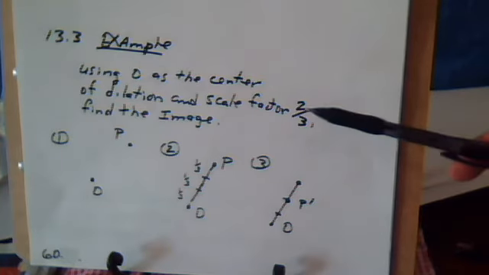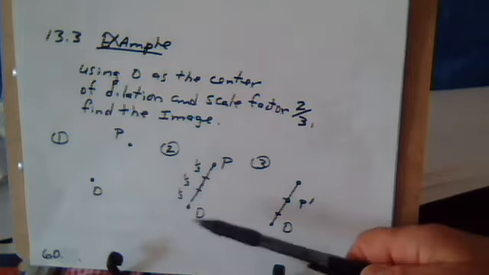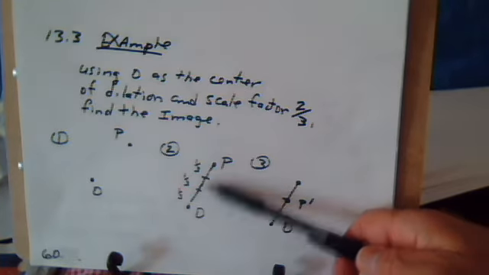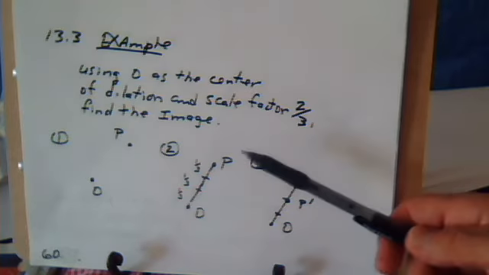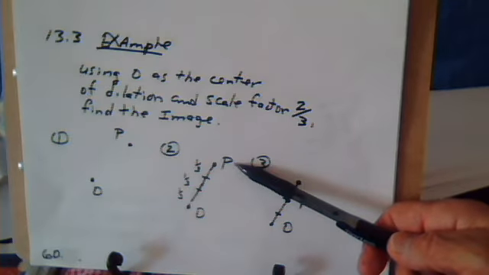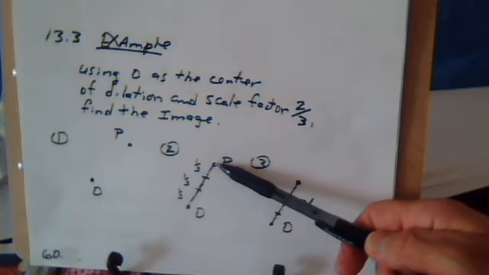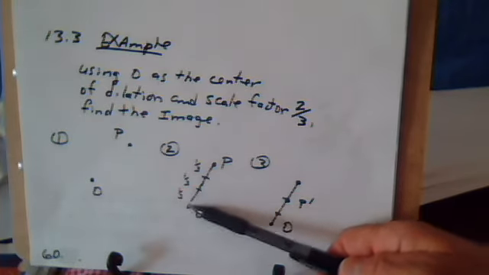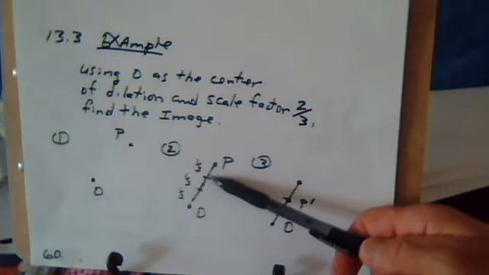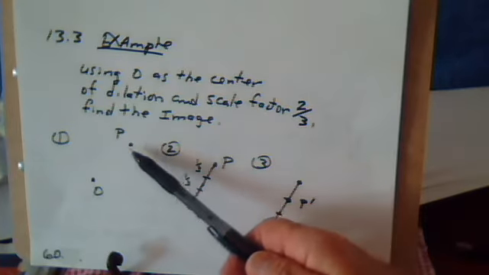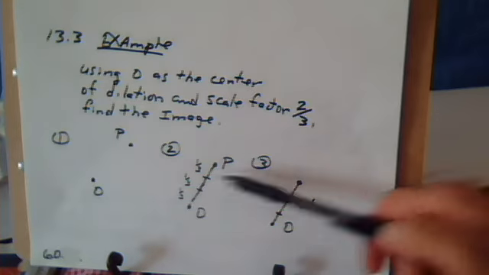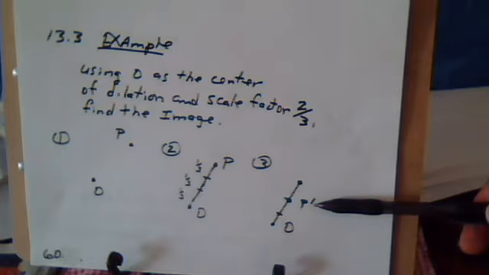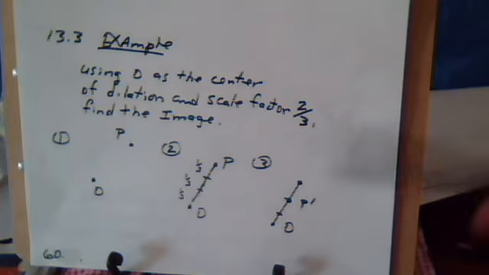Since we're going to use a scale factor of 2/3, we divide it into thirds. And 2 of the thirds of the original length is where the pre-image will be going. So it was here, and it's moving to this place because this is 2/3 of the original distance. So the original distance is 1, 1 times 2/3 is 2/3. This is our after look, the P prime, the image.